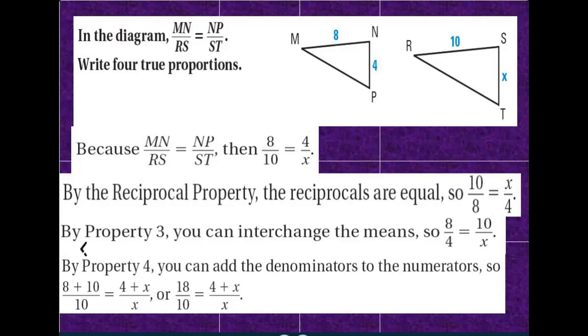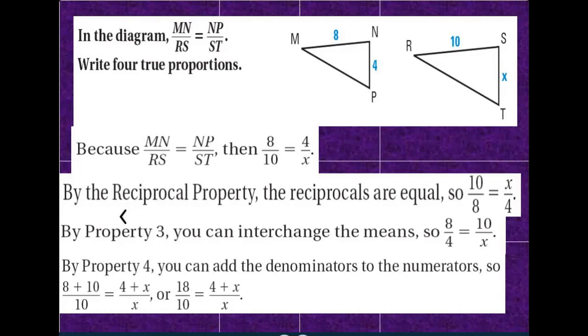Property number 3, you can interchange the means. How? Then you have 8 over 4 equals 10 over x. Then for the fourth, we add the denominator to the numerator in the main ratio: 8 plus 10 over 10 equals 4 plus x over x. Or we can say 18 over 10 equals 4 plus x over x. So this is true.